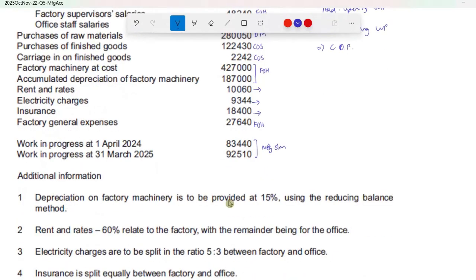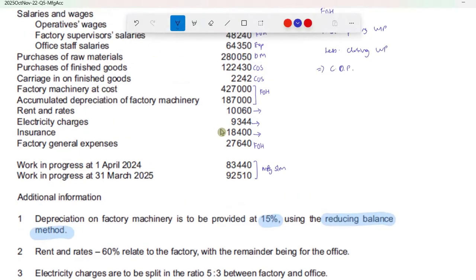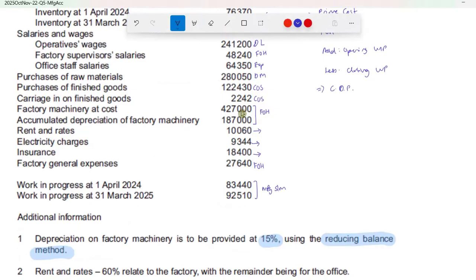Depreciation on factory machinery is to be provided at 15% using the reducing balance method. Okay, let's tidy up this information. First, we take the cost of factory machine minus the accumulated depreciation. We check the net book value of the machine. 427,000 minus 187,000 is 240,000. This is the net book value.